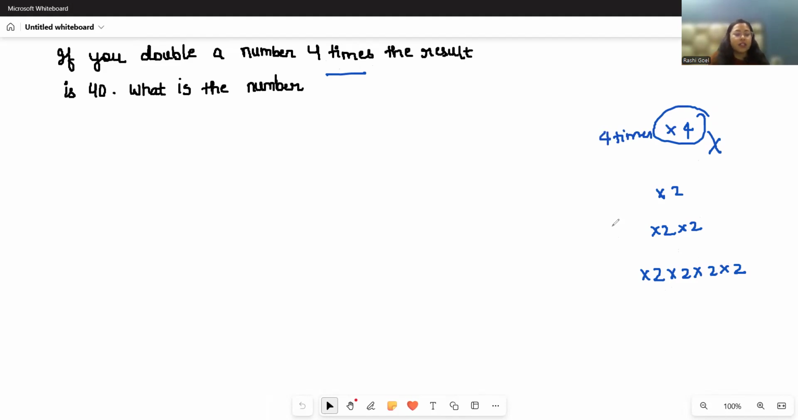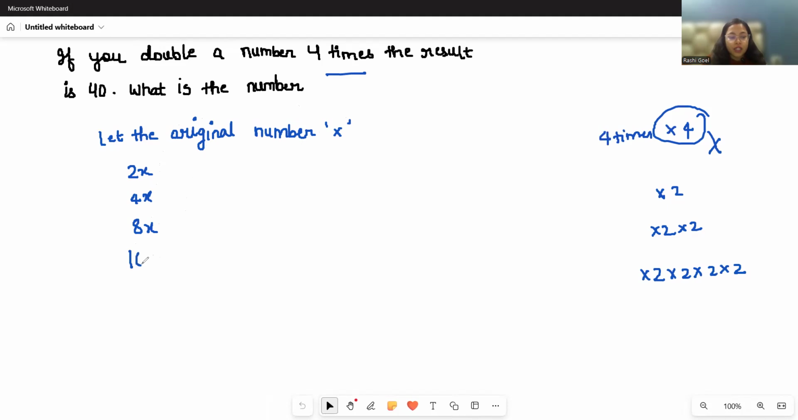So let's solve this. First, let the original number be x. So first we double, so we get 2x. Second double, we get 4x. Third double, we get 8x. And the fourth double, we get 16x.